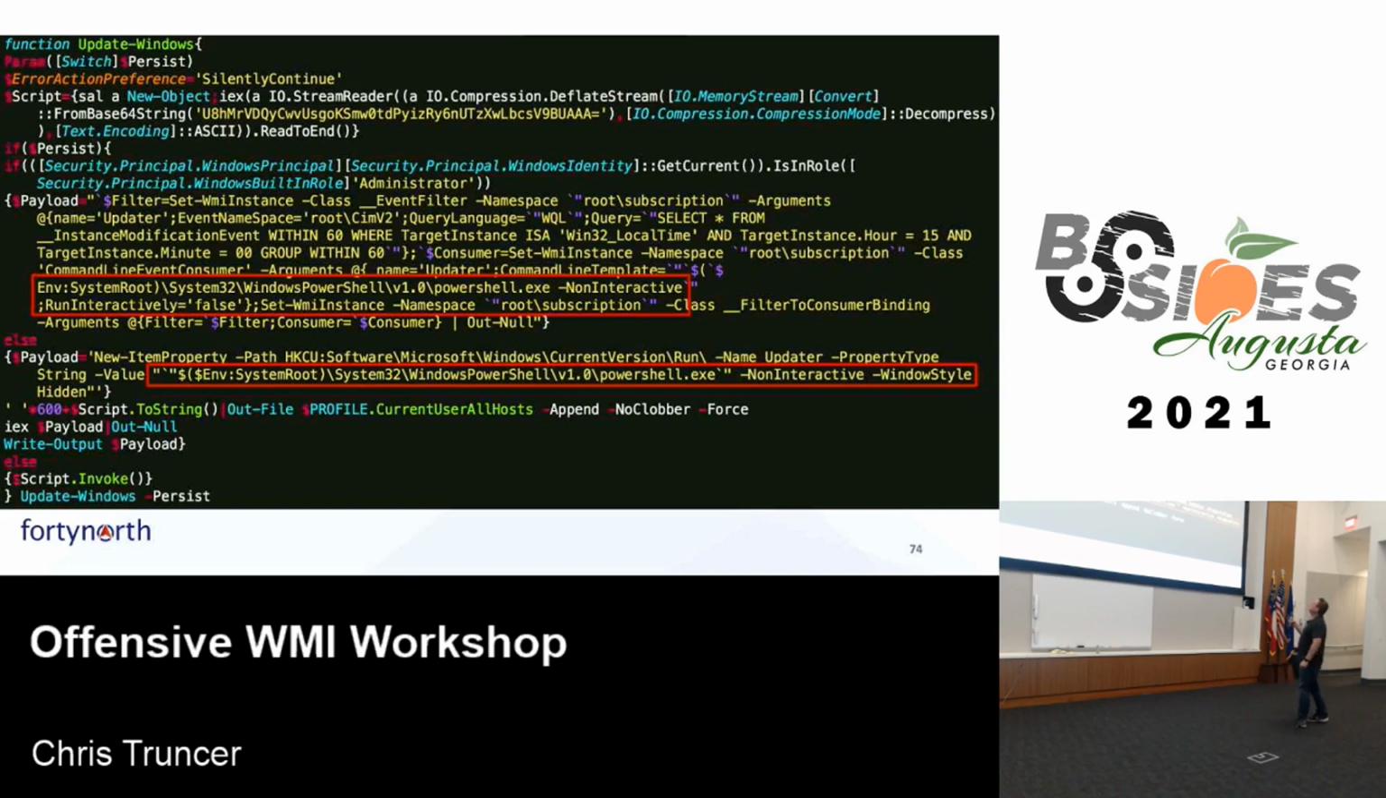daily. The consumer is where we are specifying, in this case, a command line event consumer. We're calling it Updater. And the command line command it's going to run is just calling PowerShell in a non-interactive manner. That's because in the back end, it's creating a malicious PowerShell profile, which automatically runs malicious PowerShell code. When PowerShell.exe is run, it's going to be invoking our code that way. And then finally, we have our filter to consumer binding, where we're saying, hey, when this filter is hit, run this command line event consumer, which is going to run our code.